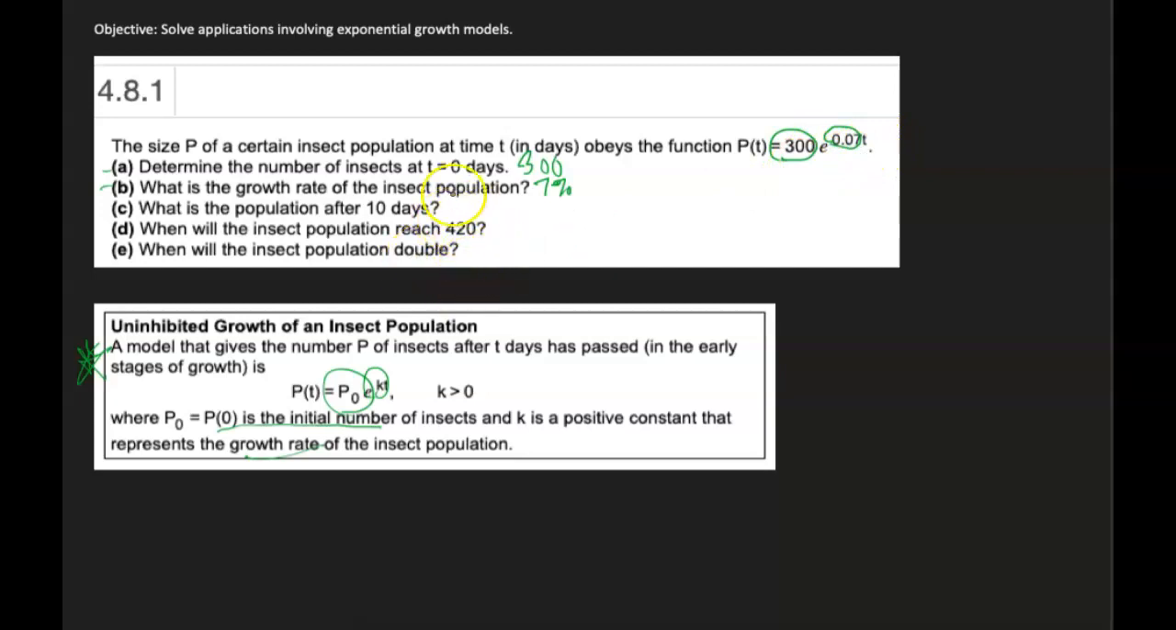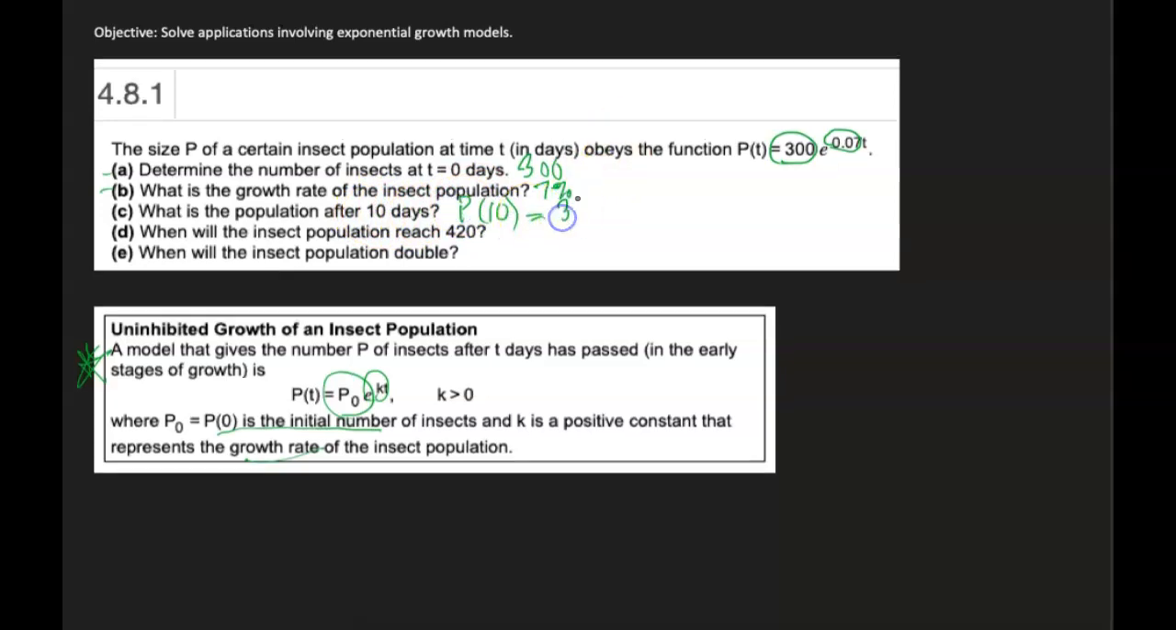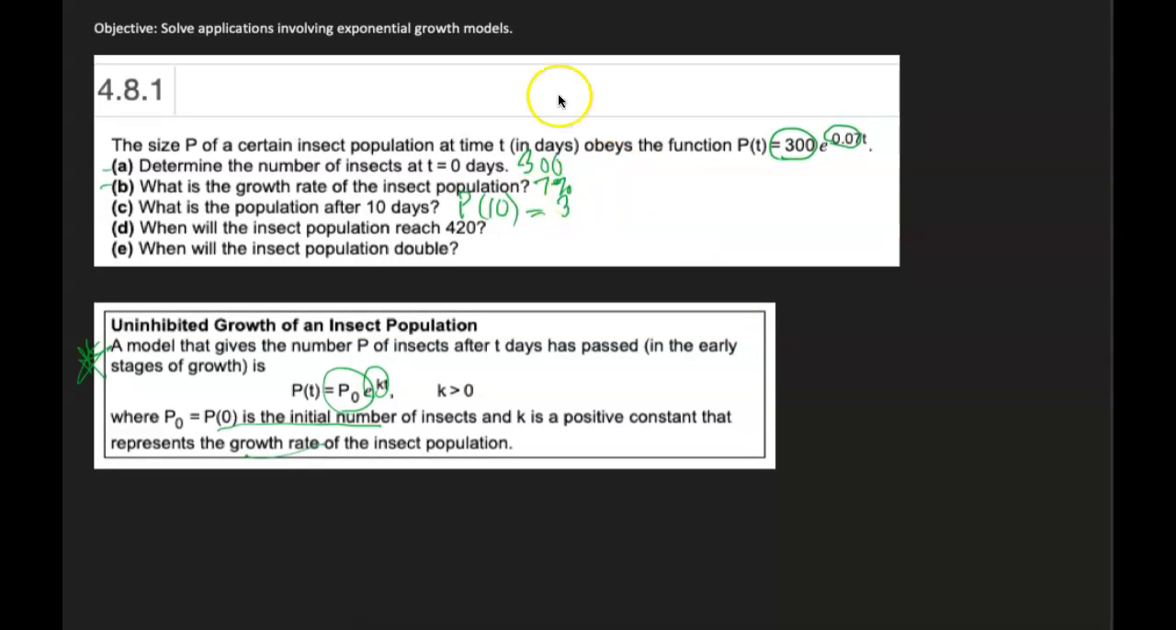Those can be answered just by identifying parameters within the form of the equation itself. The rest of these questions need a little bit of calculation, and we could use a calculator to help us. When it asks what is the population after 10 days, which is a T value, that's the same thing as finding P of 10, which when we substitute is 300 e raised to the 0.07 times 10. Just make sure that 10 is in the exponent. Rounded to the nearest whole number, you should have 604.